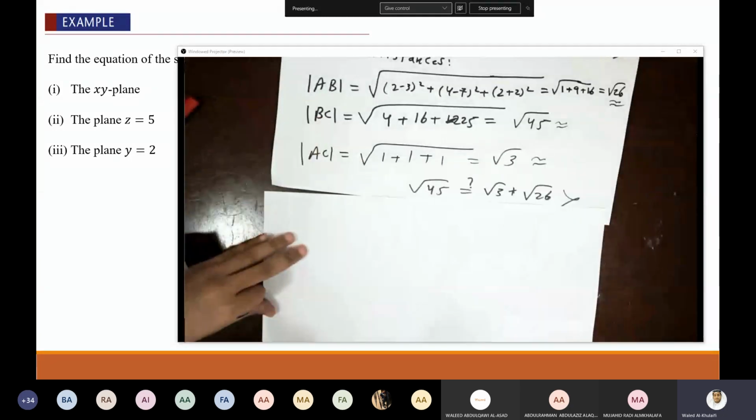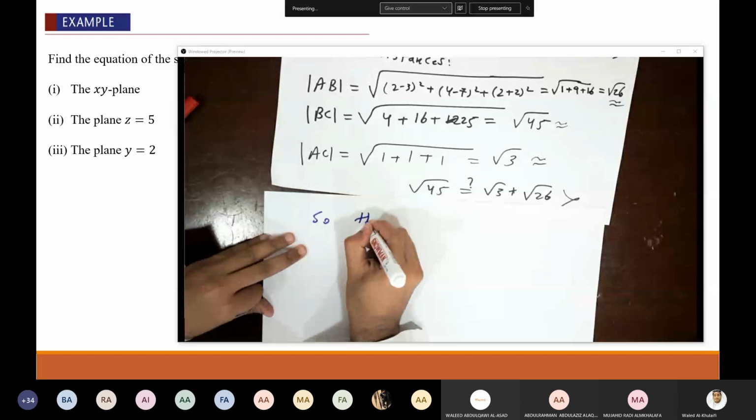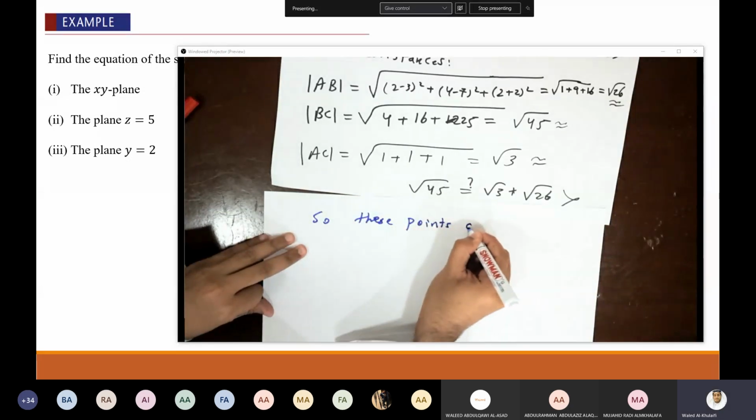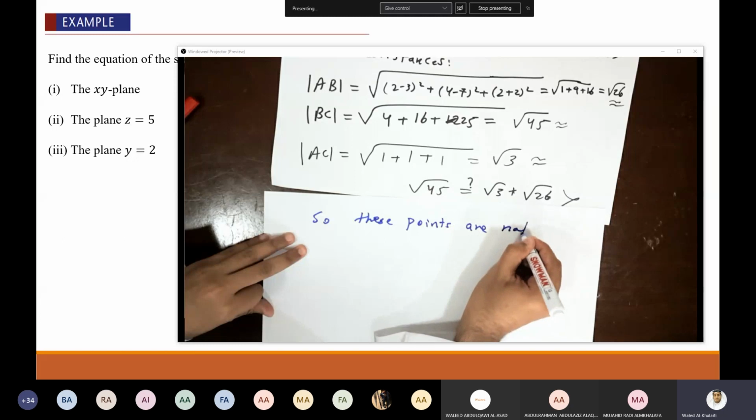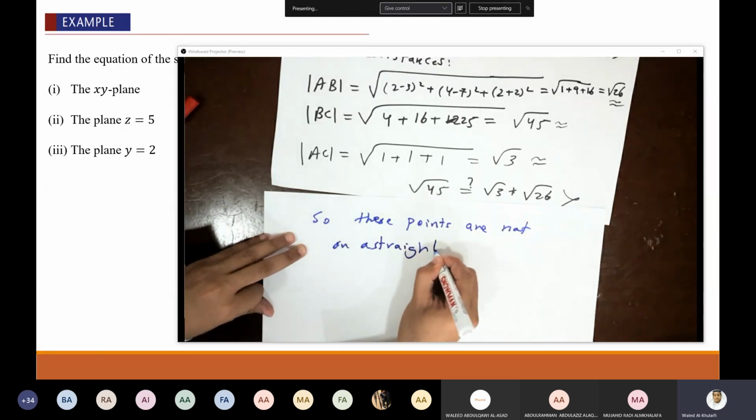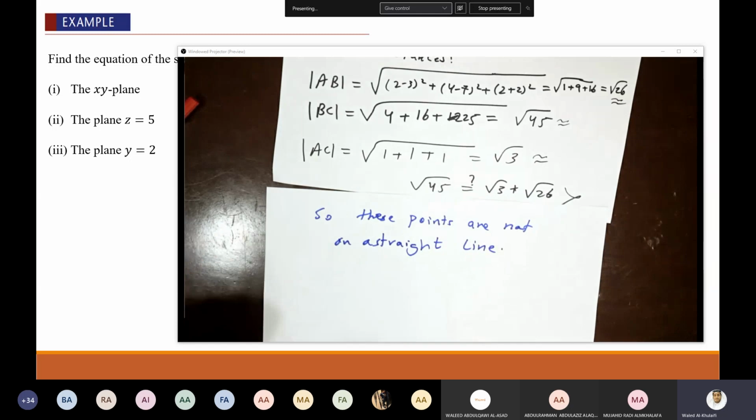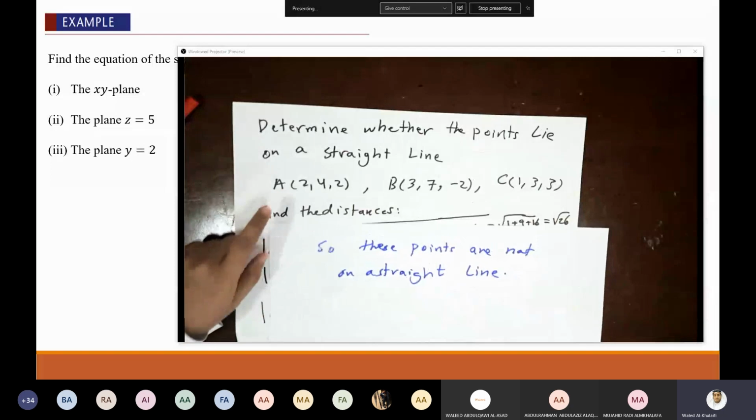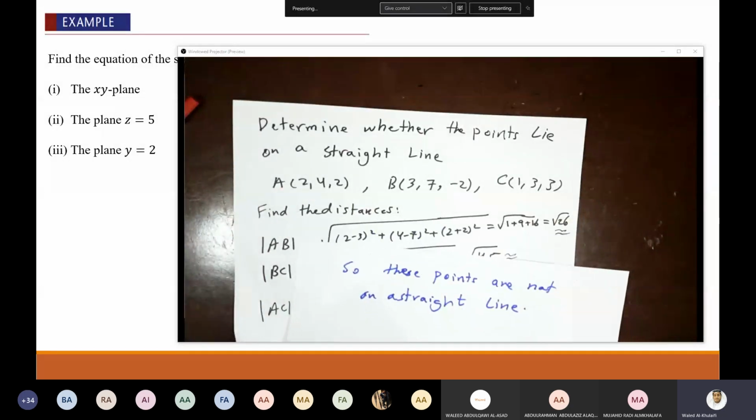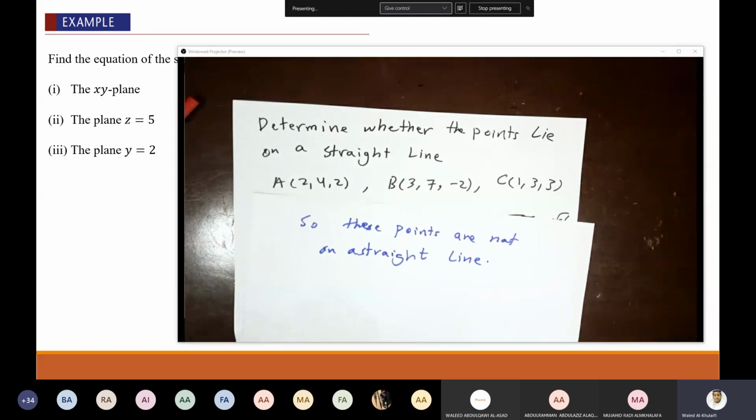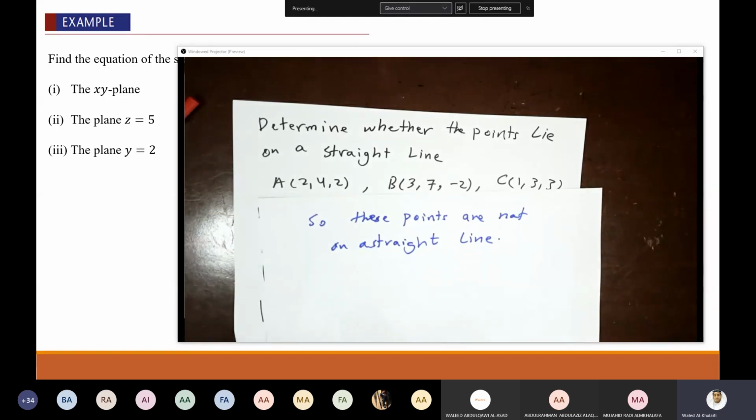So these points are not on a straight line. Okay. This question, Shabab, contains two examples or 2 parts. I took one of them and we found it not on a straight line. You try the other set of points, you will find it straight. I'm sure he must put one. They are on a straight line. Okay, so you have this.